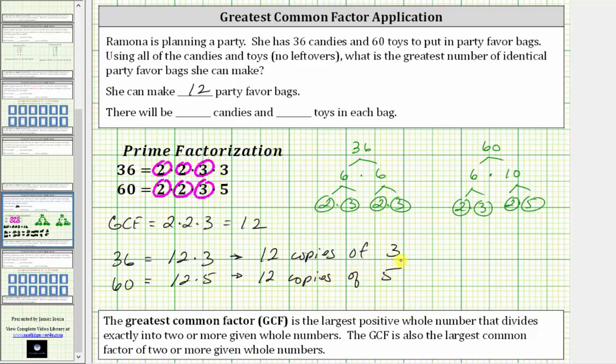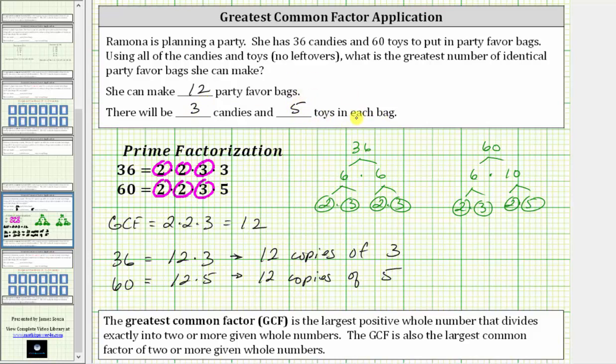So if there are 12 identical party favor bags, and there are 36 candies, each bag can have 3 candies. And if there are 60 toys and 12 party favor bags, each bag can have 5 toys. So for the second sentence, there will be 3 candies and 5 toys in each bag.